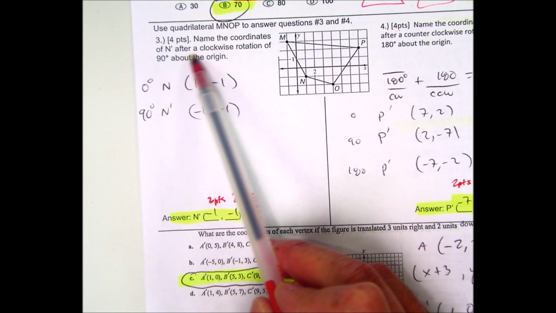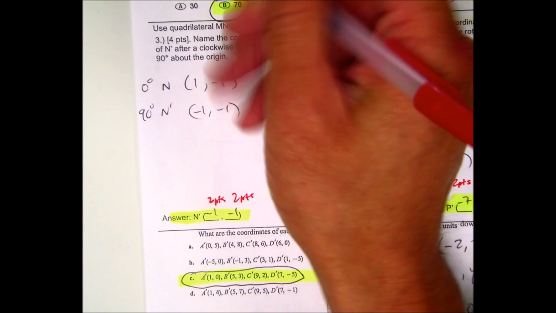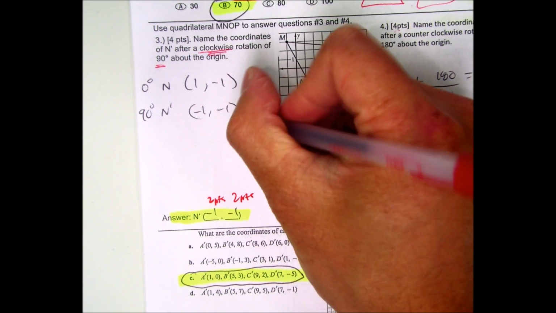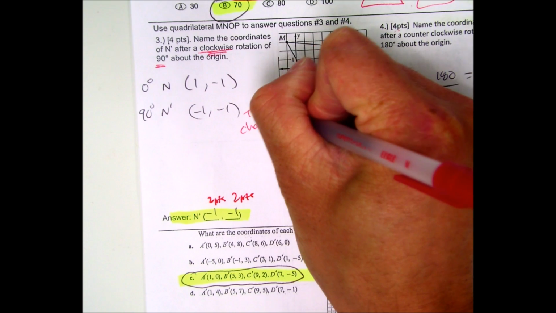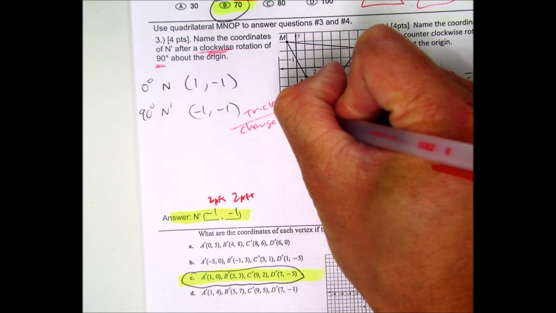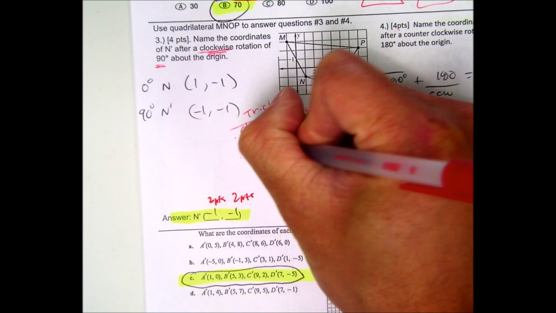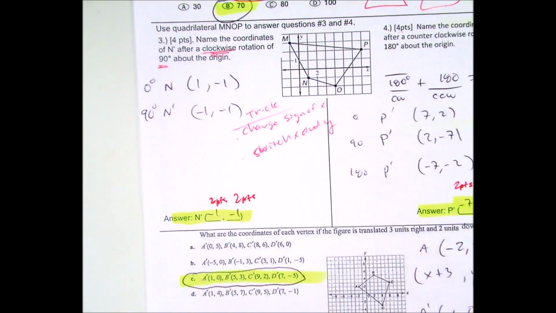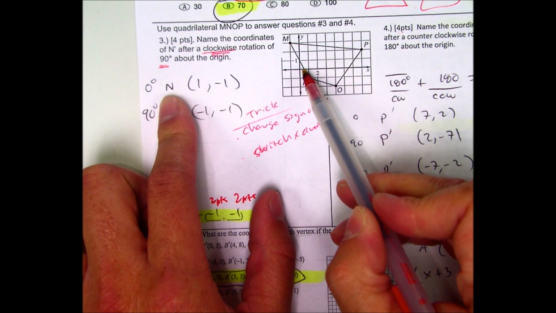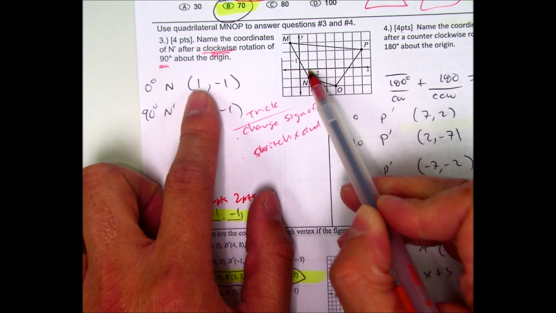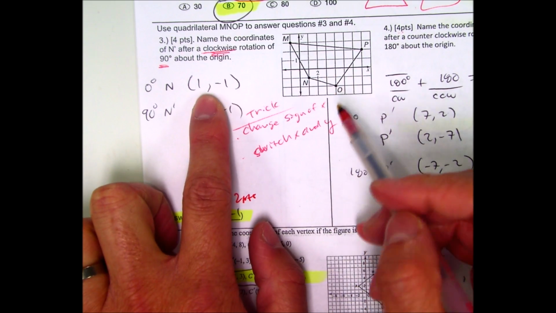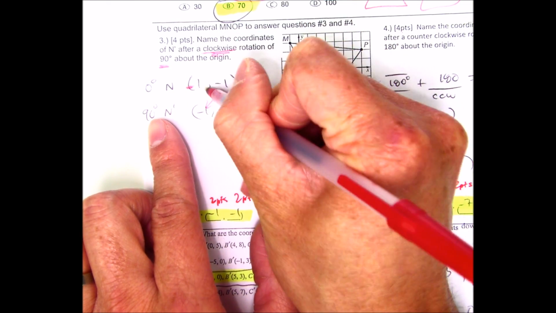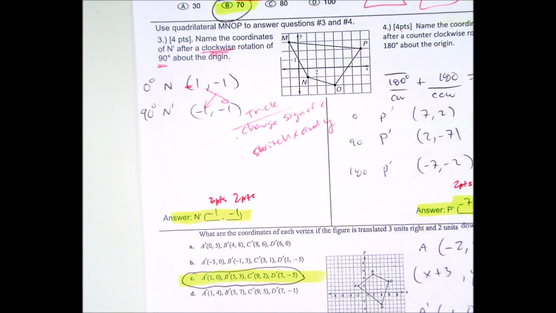Name the coordinates of n prime after a clockwise rotation of 90 degrees. Clockwise rotation of 90 degrees just means I need to do this trick once. Change the sign of x. So here's the trick. And then switch x and y. So the coordinates for n, here is your origin, right 1, and down -1. I'm going to change the sign, so instead of being positive, it's going to be negative, and then I just switch the places. Your answer is -1, -1.